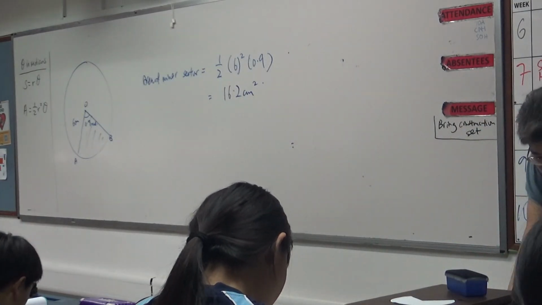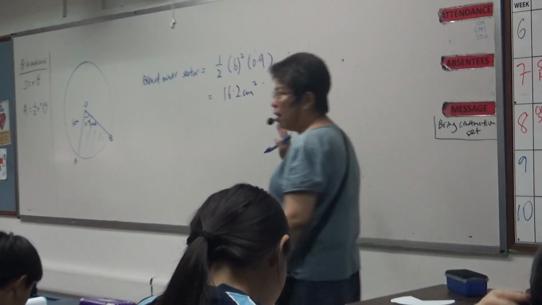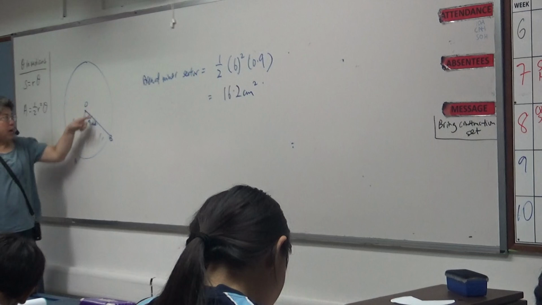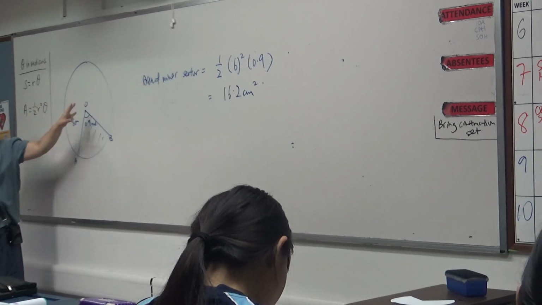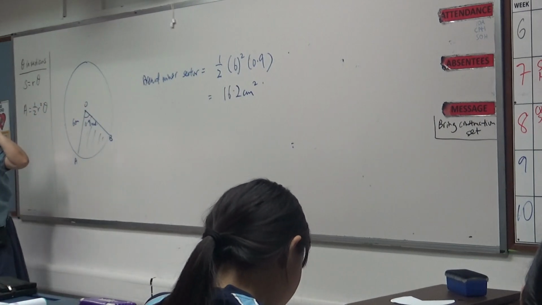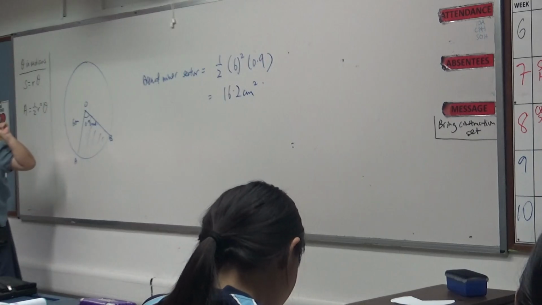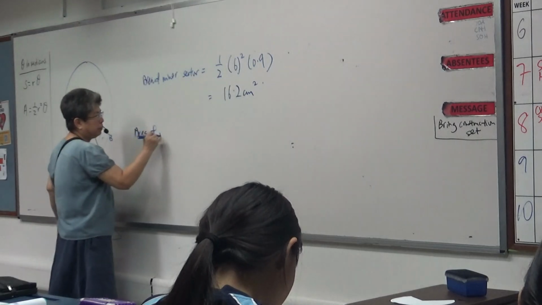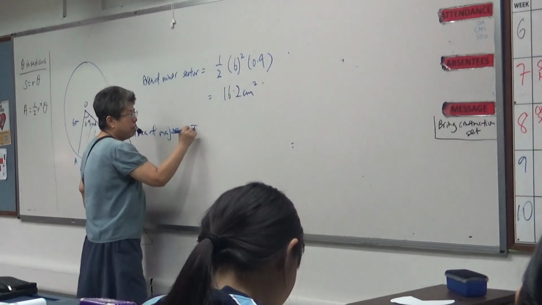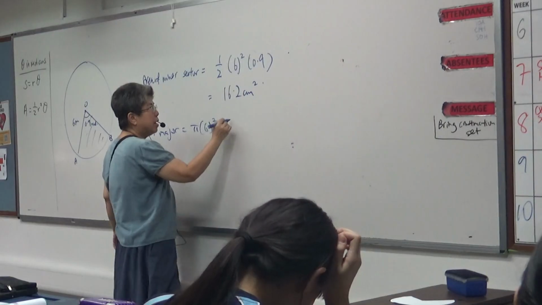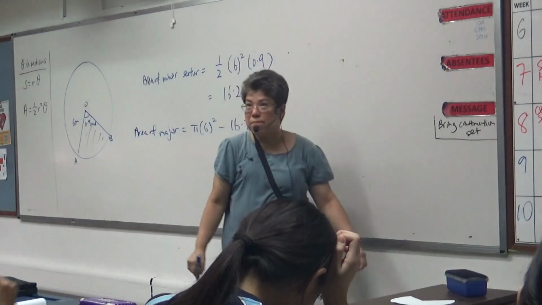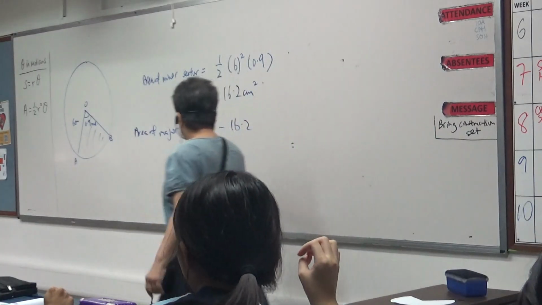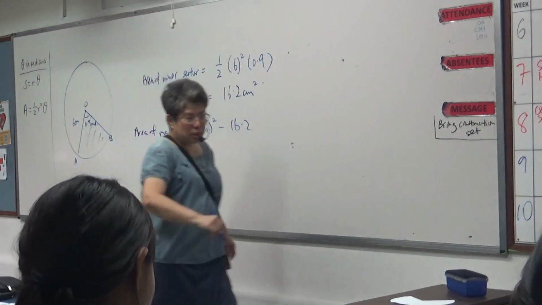The area of the major sector. Now, actually for the major sector here, you don't need to get 2 pi minus this. Just take the whole circle minus the minor, you'll get the major, right? Can you see what I'm talking about here? Yes or no? So area of major will be pi times 6 squared minus 16.2, right? Because it's an exact answer. Is that correct? Okay, can you key in for me now? What's this answer?